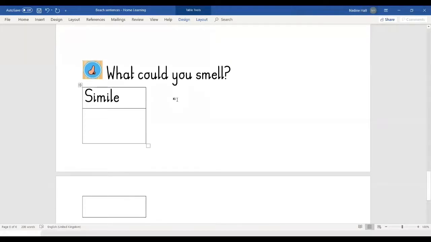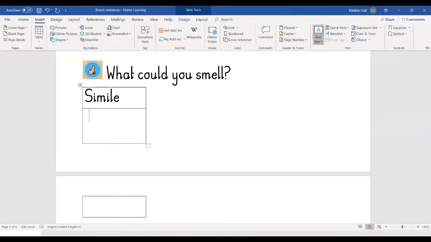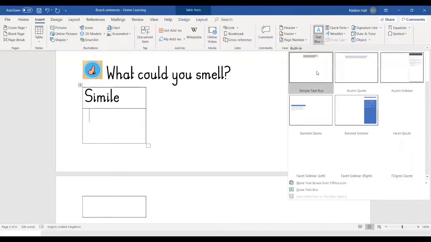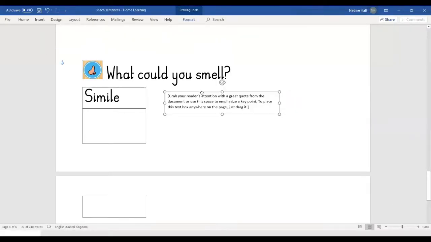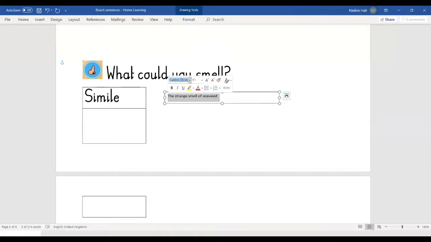So I might put that over here. Oh, I can't do that for some reason. Hold on. Let's just move that over there. Okay, so the strange smell of seaweed is a very yucky looking thing as well, isn't it?